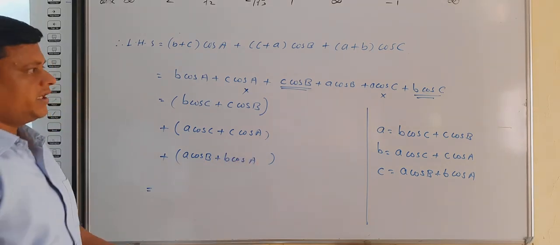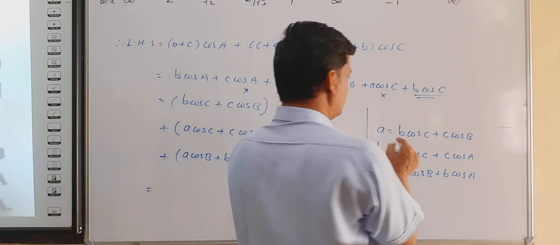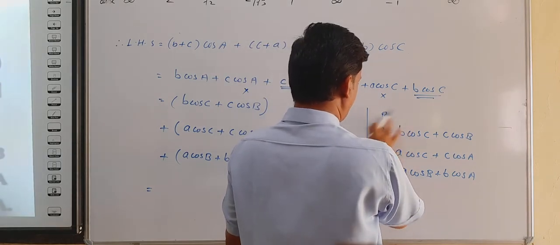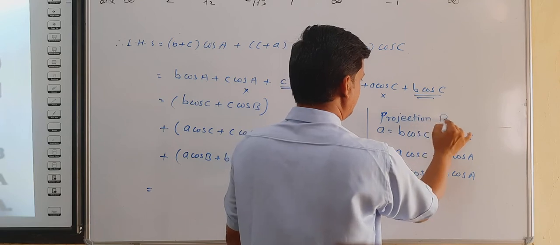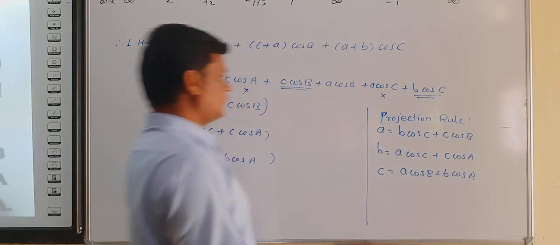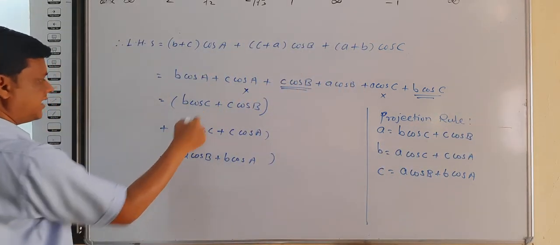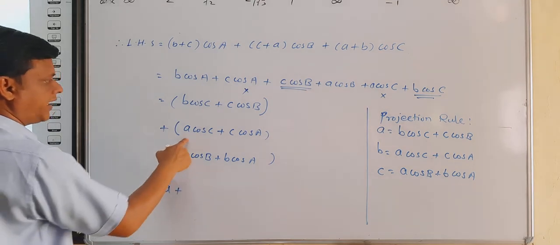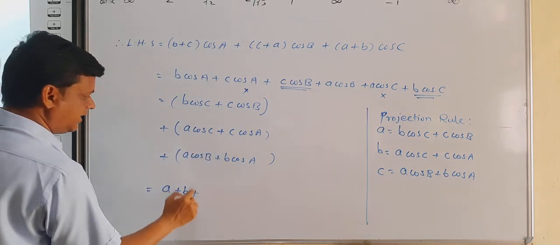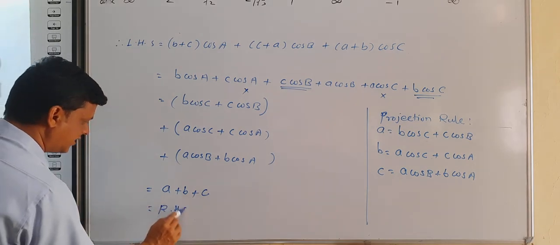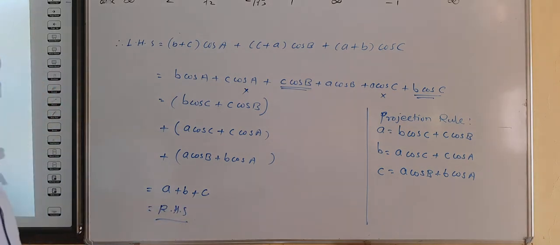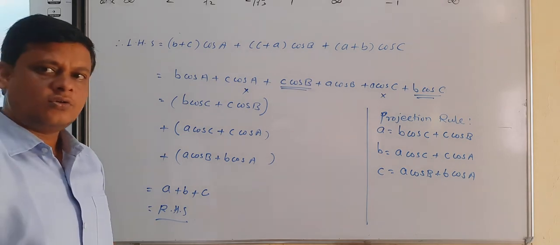So using this projection rule, we write the first as a, the second as b, and the third term as c, which is equal to RHS. So in this way we show LHS is equal to RHS.